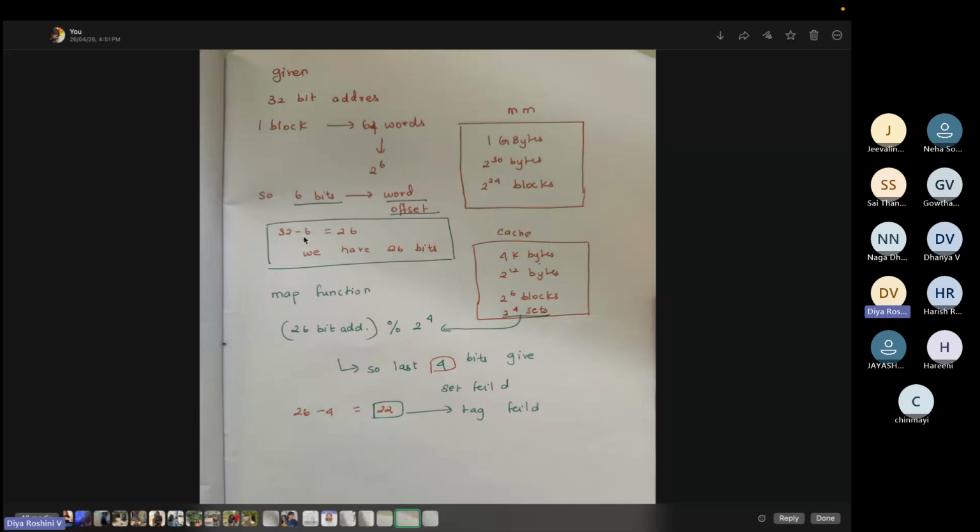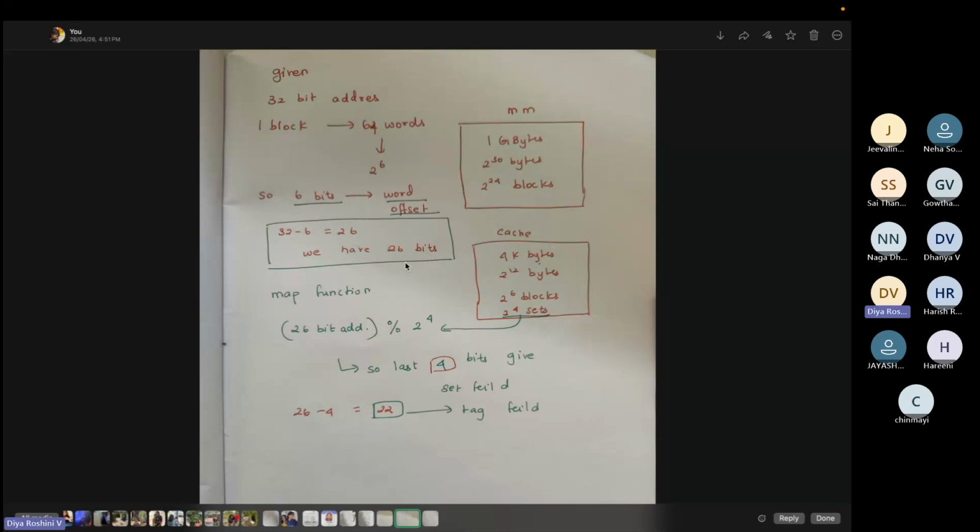Okay. Now, as we already saw, out of the 32 bits, each block consists of 64 bytes. So to address each word of the block, I need 6 bits, because 2 power 6 gives me 2 power 6 combinations and I can address each instruction of the block. So the 6 bits are going to become the word offset. 32 minus 6, we have 26 remaining bits. From that, we have to identify how many go to the set field and how many go to the tag.